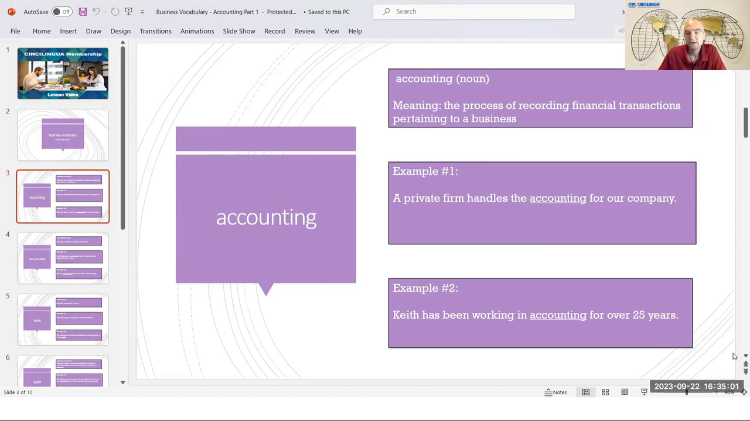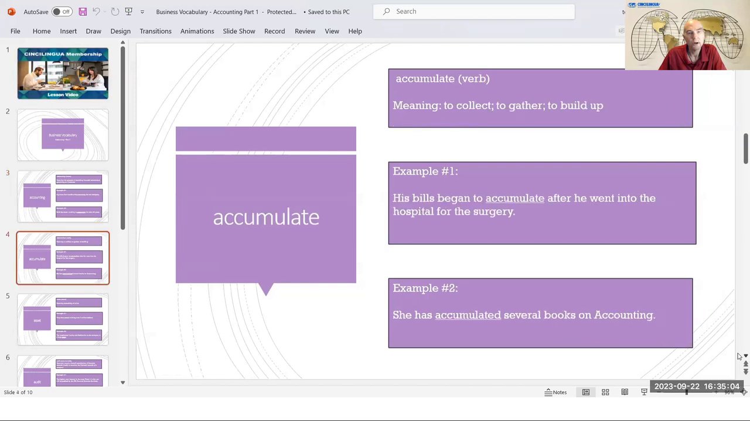Okay. All right. So next word here is accumulate. Accumulate is a verb, and the related noun is accumulation. But as a verb here, it means to collect, to gather, or to build up. Sometimes we say to pile up. To build up, to pile up is to accumulate.